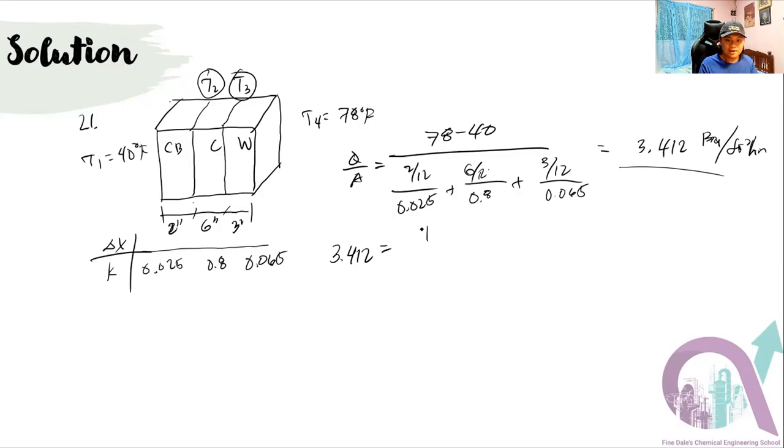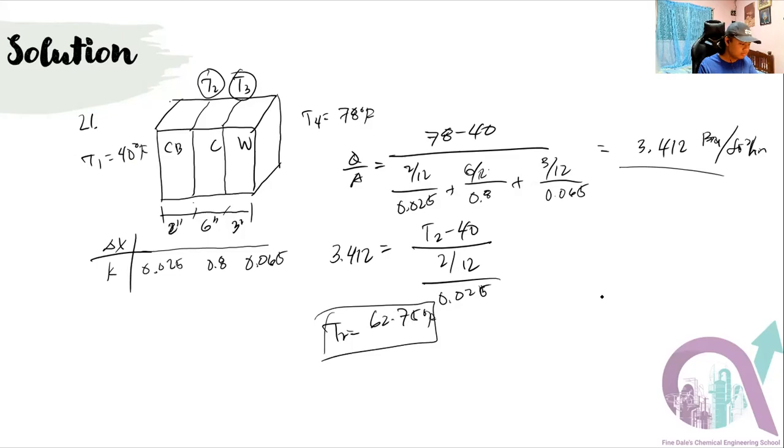So you have a T2 minus 40, so you will get the thickness, right? The thickness of the material. Then you have a 0.25, the thermal coefficient. So you will get T2, which is 62.75 degrees Fahrenheit. So the same for T3. You have 78 minus T3, 3 over 12, 0.065, 3.412, same.